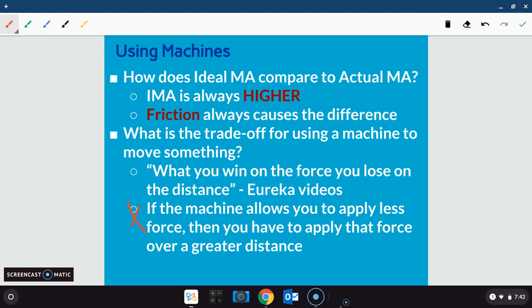The opposite is actually true. If a machine makes you apply more force, then you apply it over a shorter distance. And so it would be like taking the Eureka statement and flipping that around. What you win on the distance, you lose on the force. Sometimes you want the object that you're moving to move farther than your hands. And so that would be when you would use that kind of machine.